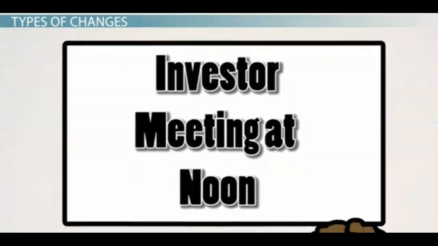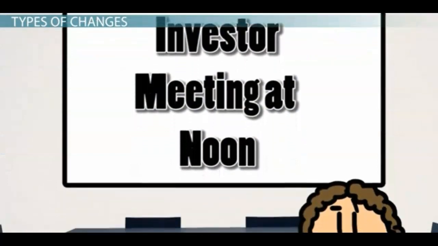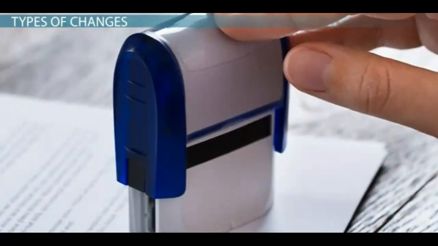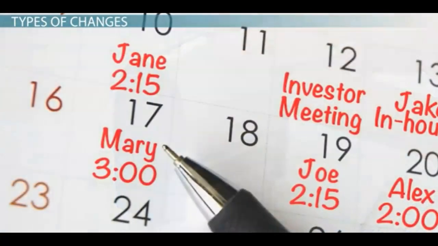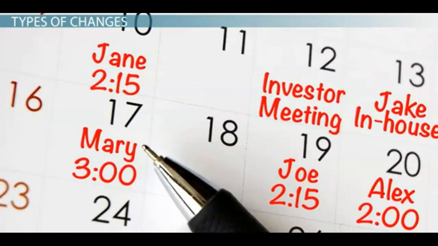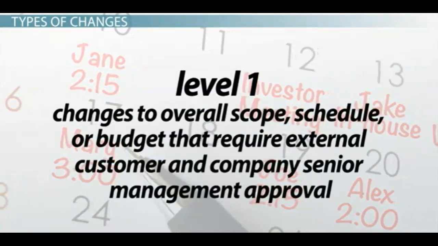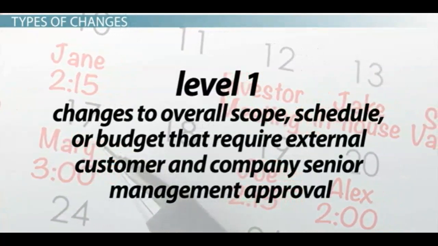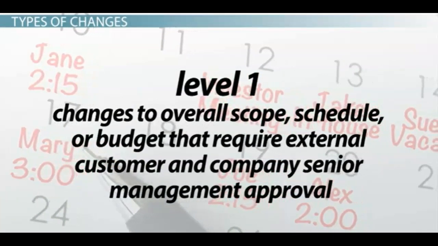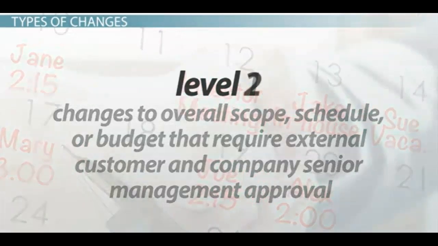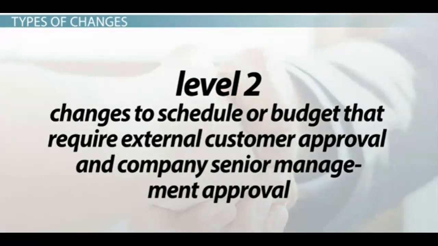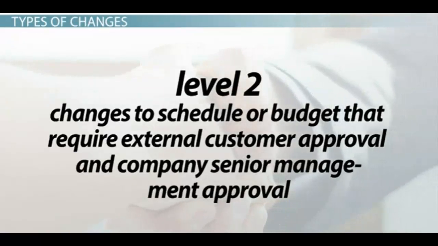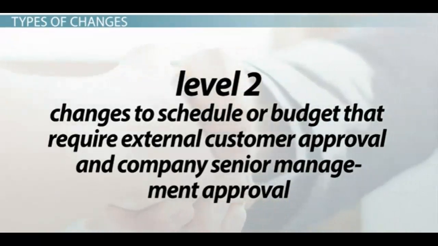Change levels are used to differentiate discretionary versus non-discretionary changes and the required approval level. Jennifer has chosen to use 4 change levels. Level 1, changes to overall scope, schedule, or budget that require external customer and company senior management approval. Level 2, changes to schedule or budget that require external customer approval and company senior management approval.